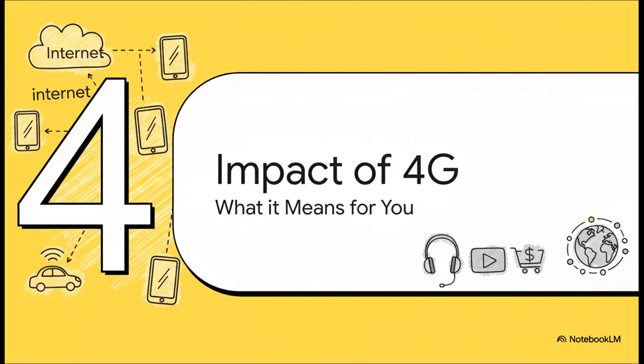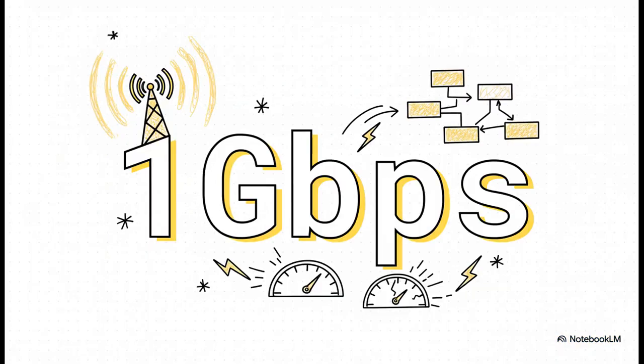Okay, so we've talked about the core architecture and the smart antennas that make it all work. Now, let's get to the payoff. We've seen the how, but let's talk about the what. What did this revolutionary new design actually deliver to all of us in the real world? The numbers here are just mind-blowing. 4G's architecture unlocked potential indoor speeds of up to 1 gigabit per second. Now, to put that into perspective, 3G topped out around 2 megabits per second.